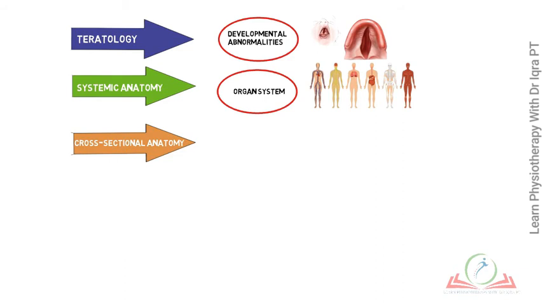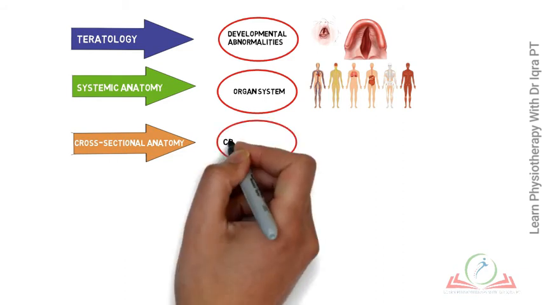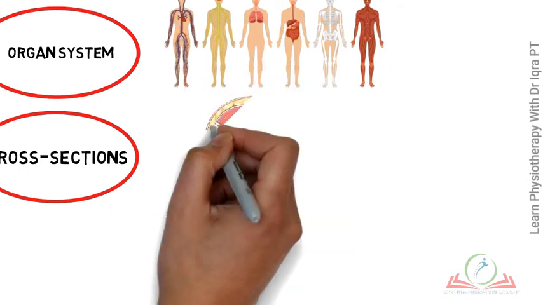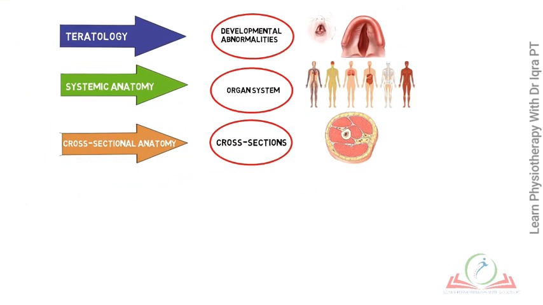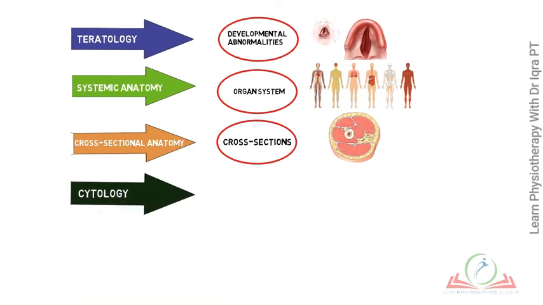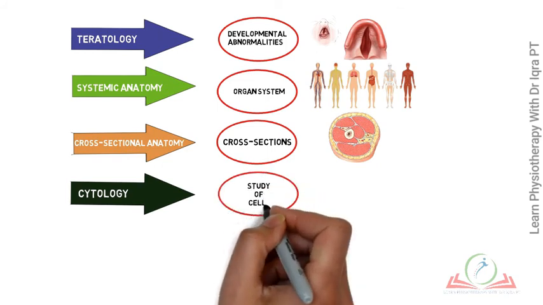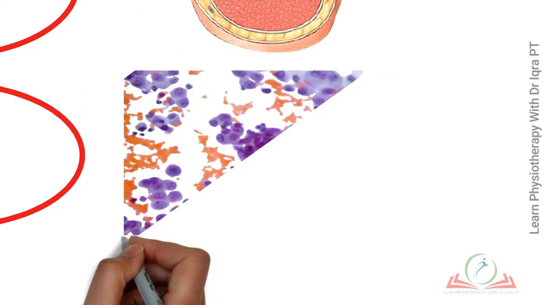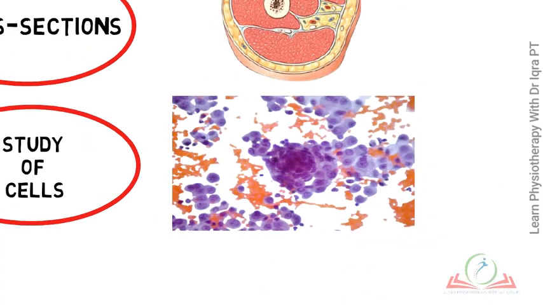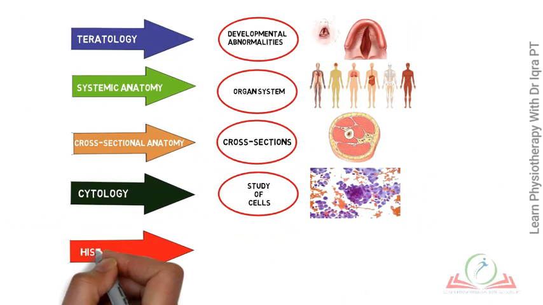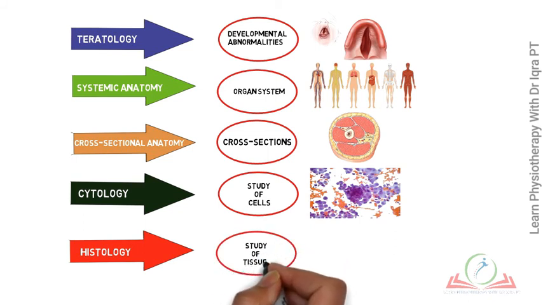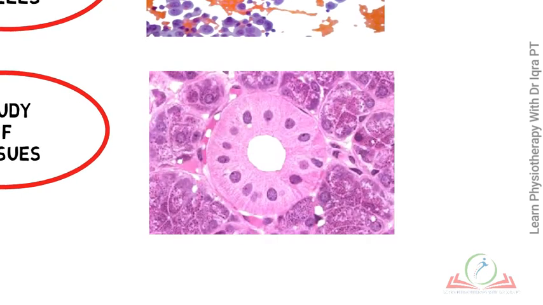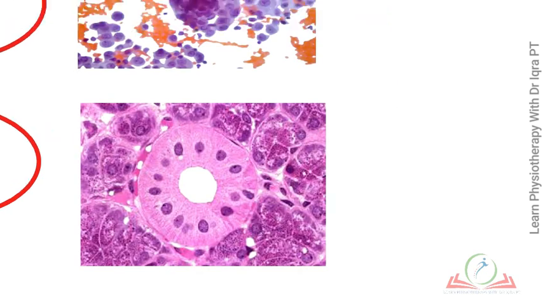Now the cross-sectional anatomy. As per the name, with the help of the cross-section, we study structures present in different regions of the body. As in the cross-section of an arm, we can have bone surrounded by muscles, vessels and nerves. Cytology is the study of the cells through biological methods, including microscope. Histology is the study of the tissues using scientific methods, including microscopy, histochemistry or radiography, etc.